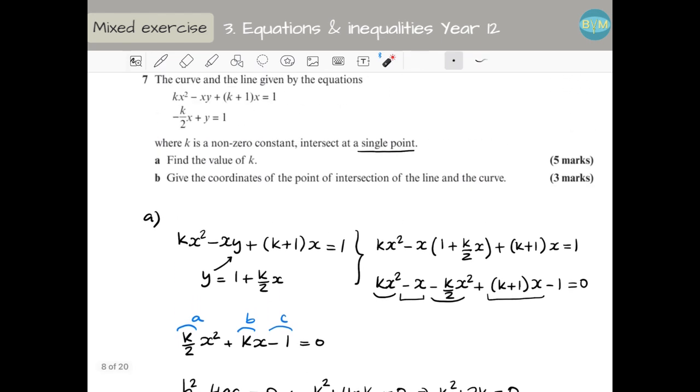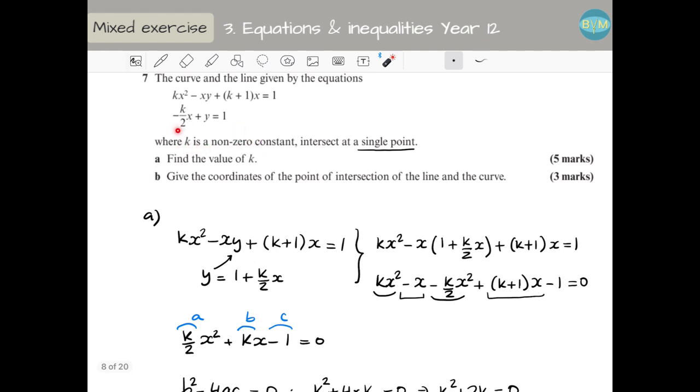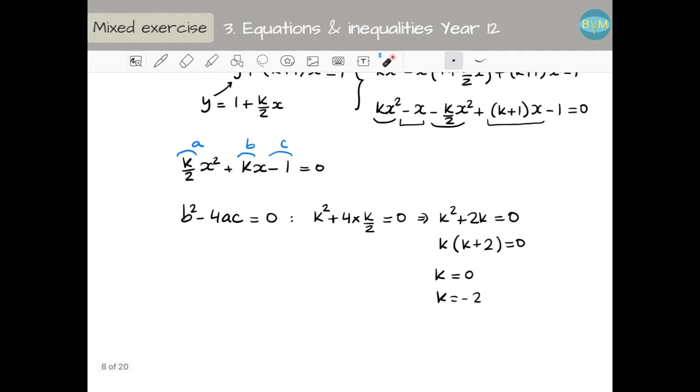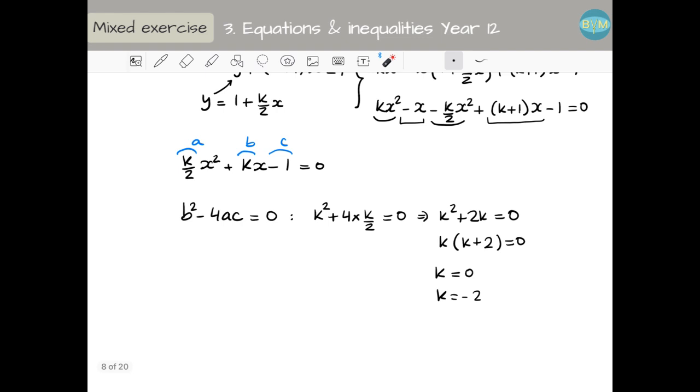They say it's a non-zero constant. So the only other value of k is going to be minus 2. The first one, k equals 0, is not a non-zero constant, so this cannot be. So k is going to be minus 2.